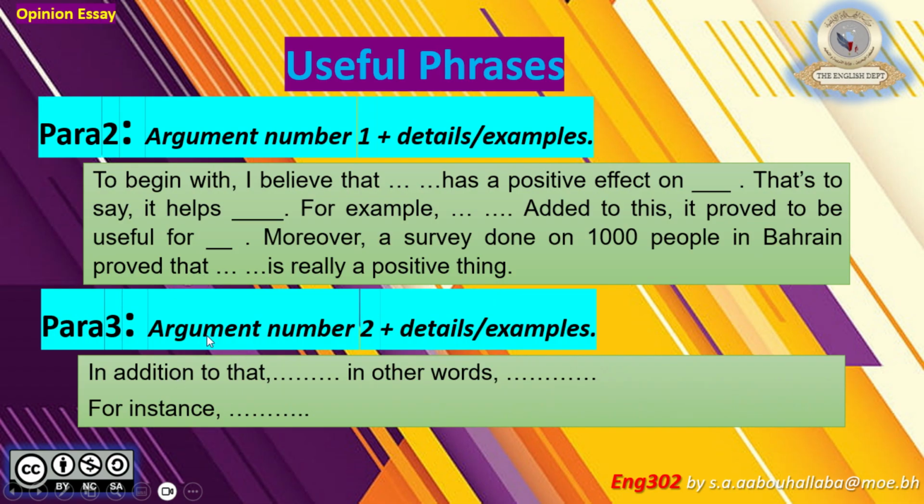In paragraph 3, it's going to be the second argument, and it goes in the same way. In addition to that, you say, in other words, for instance, and so on. Try to use more than one way of expressing the same thing. So here we said for example, here we said for instance. Here we said added to that, here we said in addition to that, and so on. Okay? Don't use the same phrases all the time. Try to use different ones to have a variety of expressions.